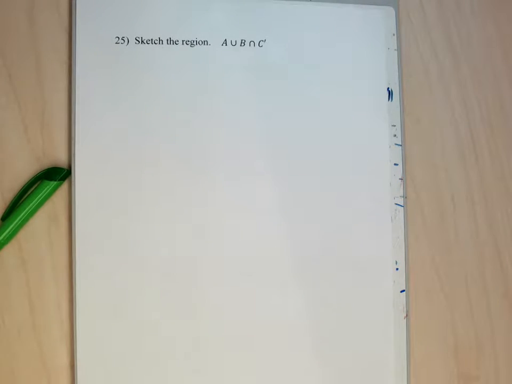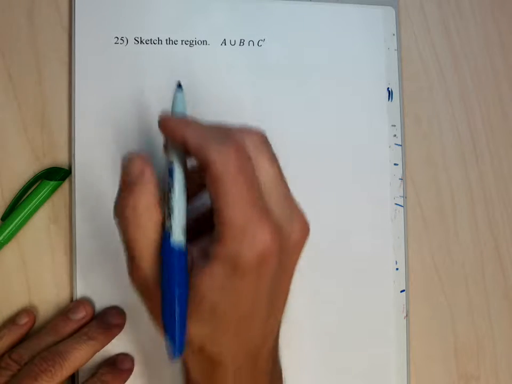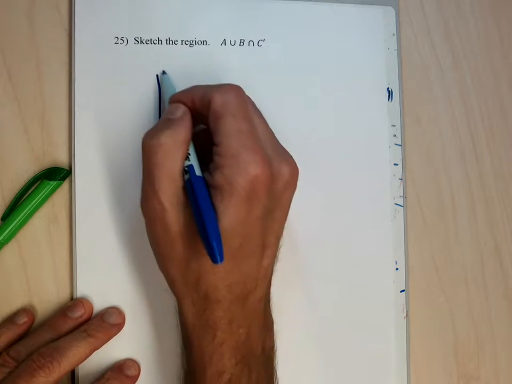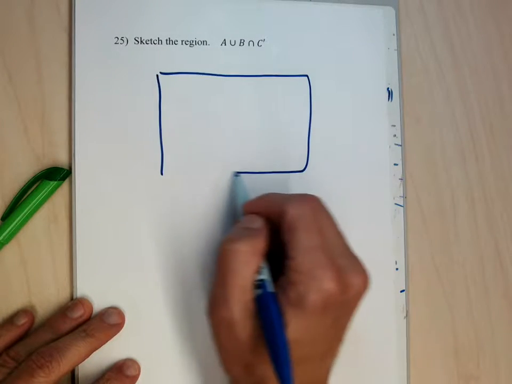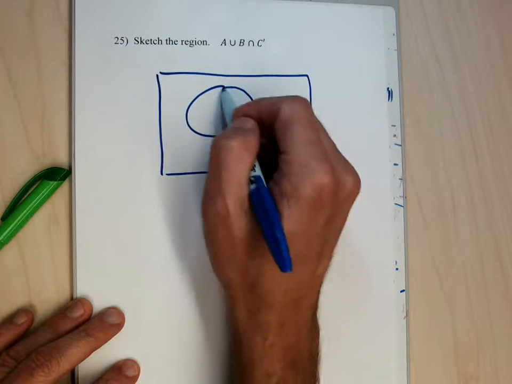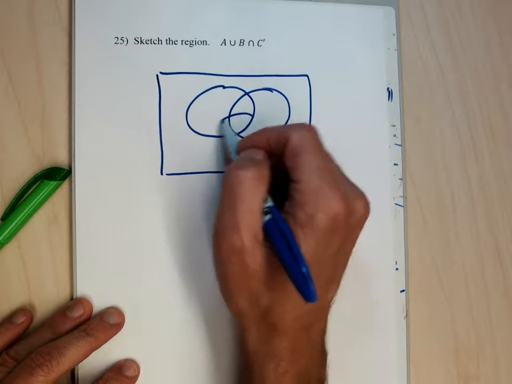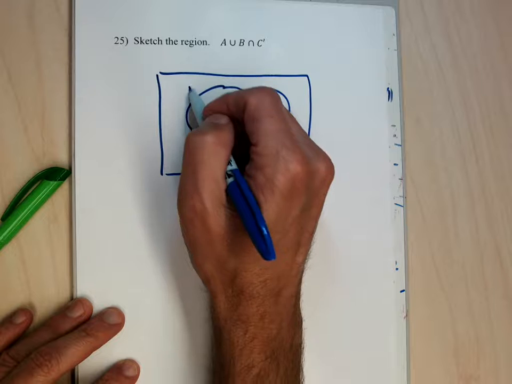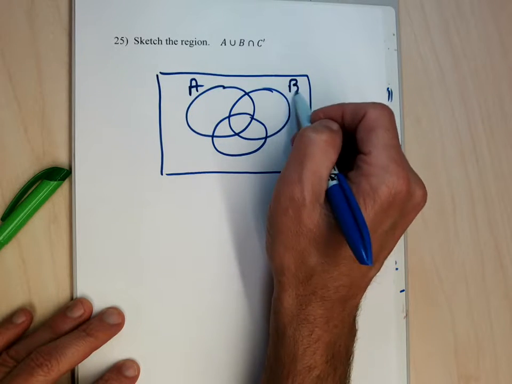For 25, I'm asked to sketch the region of A union B intersection C complement. So I need a 3-circle Venn diagram. And because there's no parentheses, I'm just going to work from left to right. I can worry about that complement in a minute.